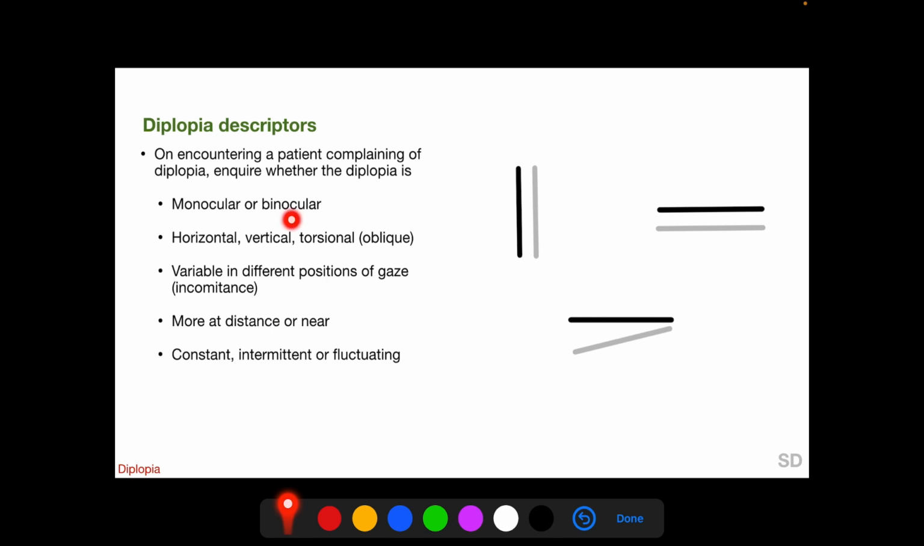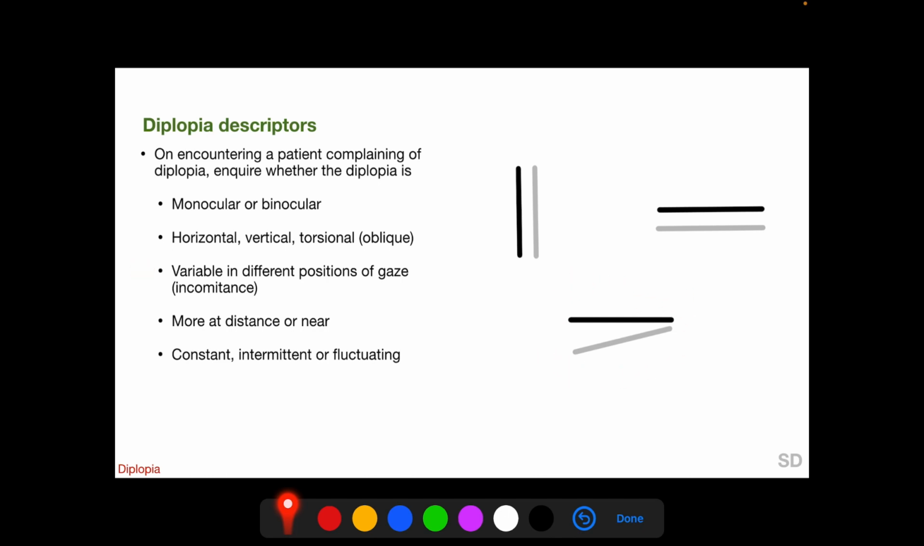Whereas in a binocular diplopia, the diplopia occurs only when the two eyes are open, and diplopia disappears when any one of the two eyes is covered. We should inquire whether the patient experiences a horizontal, a vertical, or a torsional diplopia. In a horizontal diplopia, the two images of an object are separated horizontally. In a vertical diplopia, the two images of an object are separated vertically, whereas in torsional diplopia, the patient complains of this kind of perception.